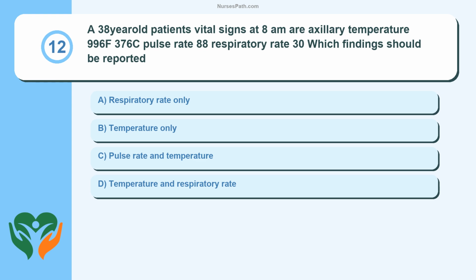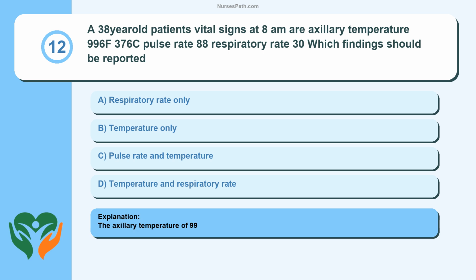Question 12. A 38-year-old patient's vital signs at 8 a.m. are axillary temperature 99.6 F, 37.6 C, pulse rate 88, respiratory rate 30. Which findings should be reported? Respiratory rate only, temperature only, pulse rate and temperature, temperature and respiratory rate. The axillary temperature of 99.